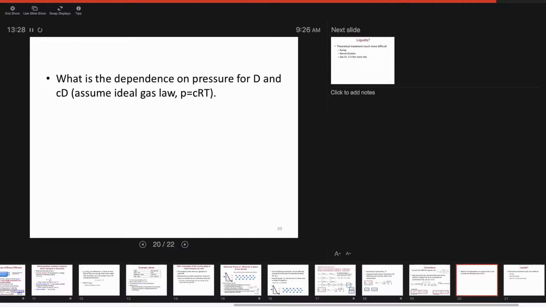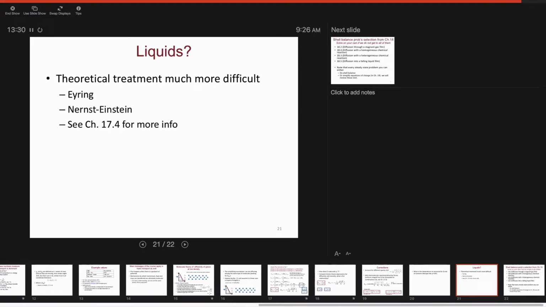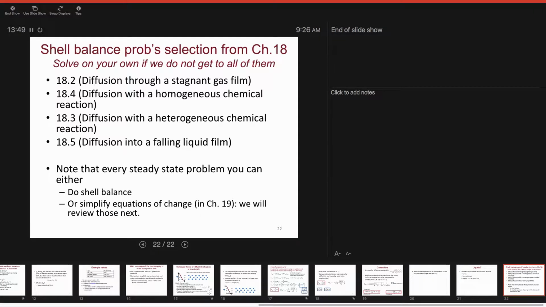Okay, so I already commented on the dependence on pressure and temperature. So theoretical treatment for liquids is much more difficult. We're not going to go into details, but you can look into chapter 17.4 if you'd like to take a look at what's happening for liquids.